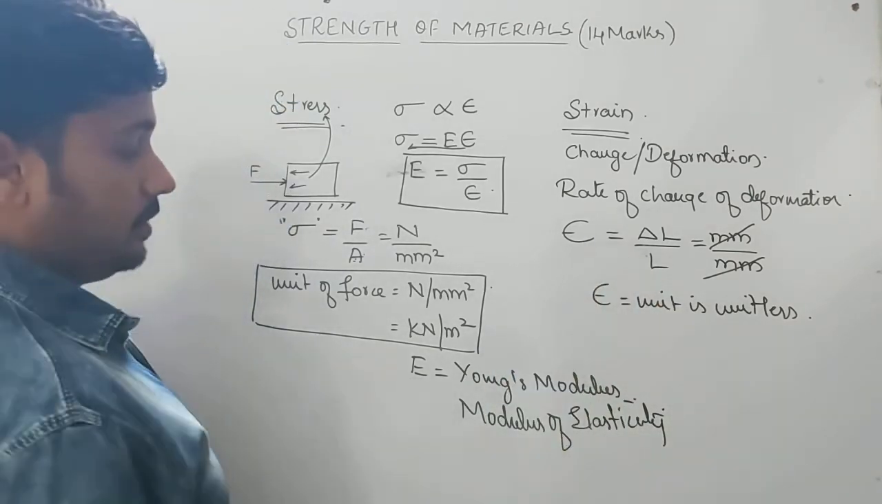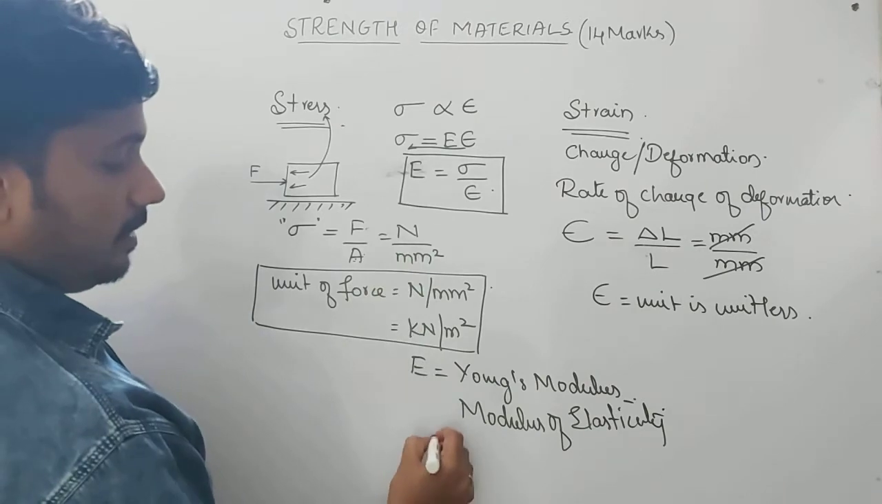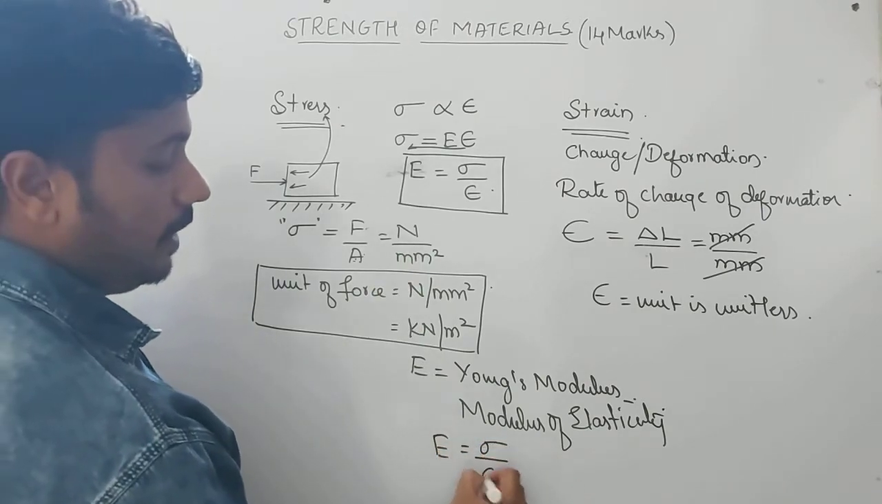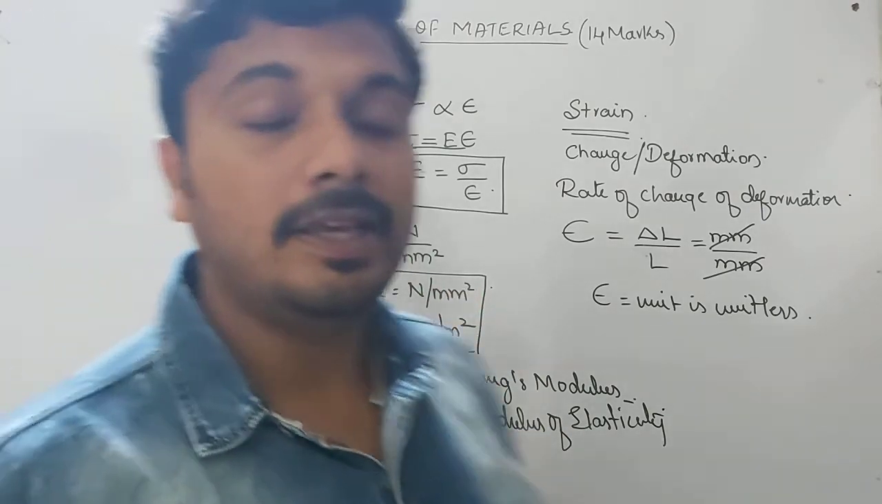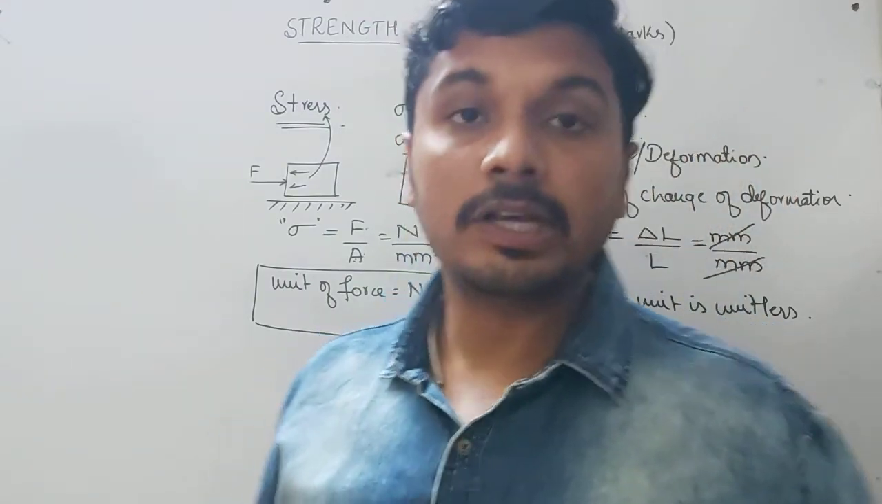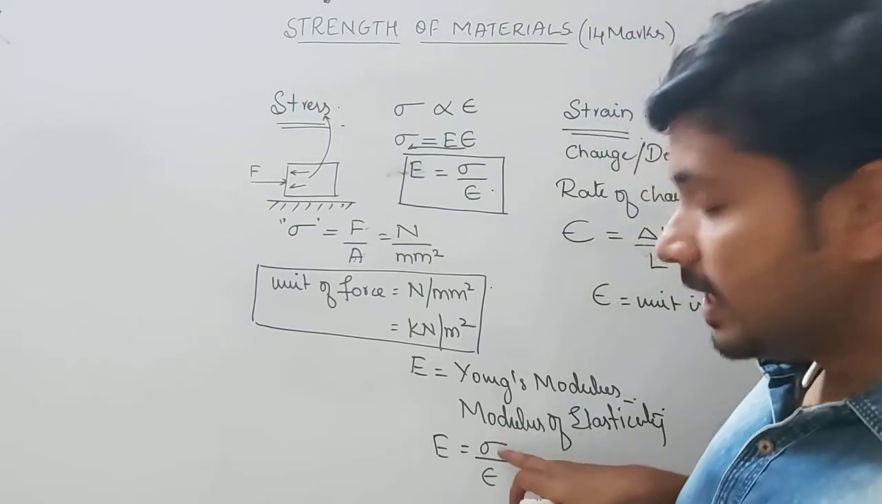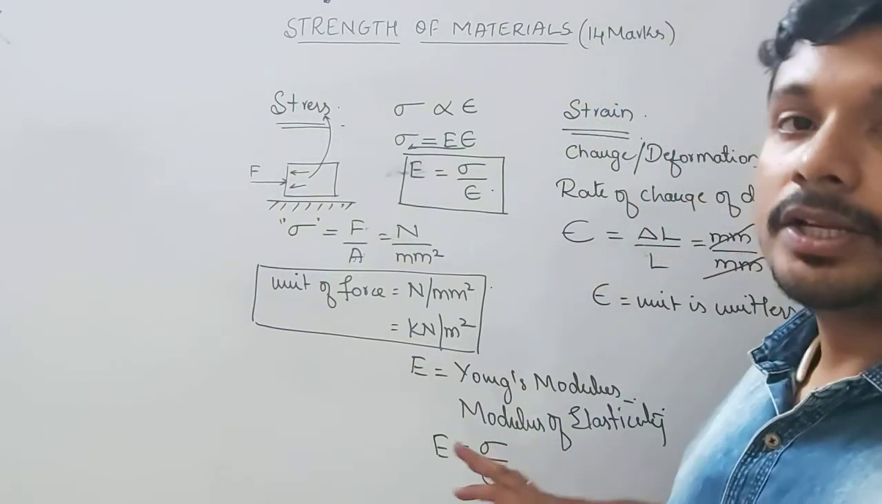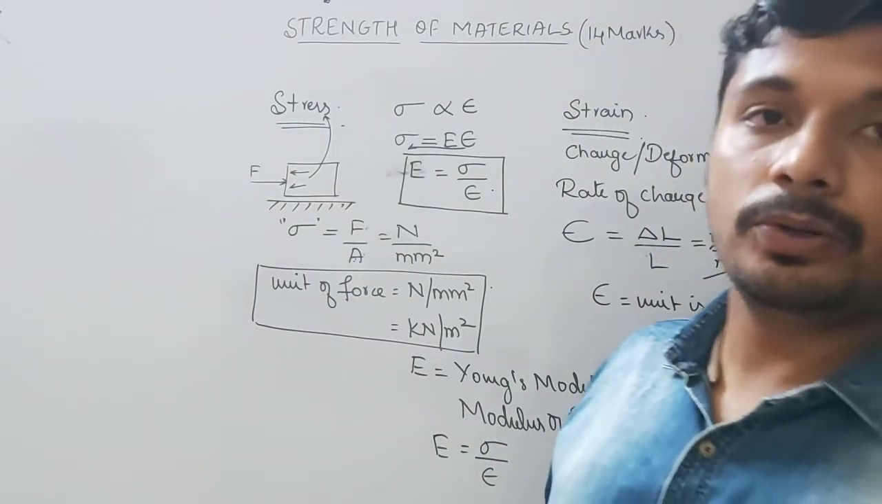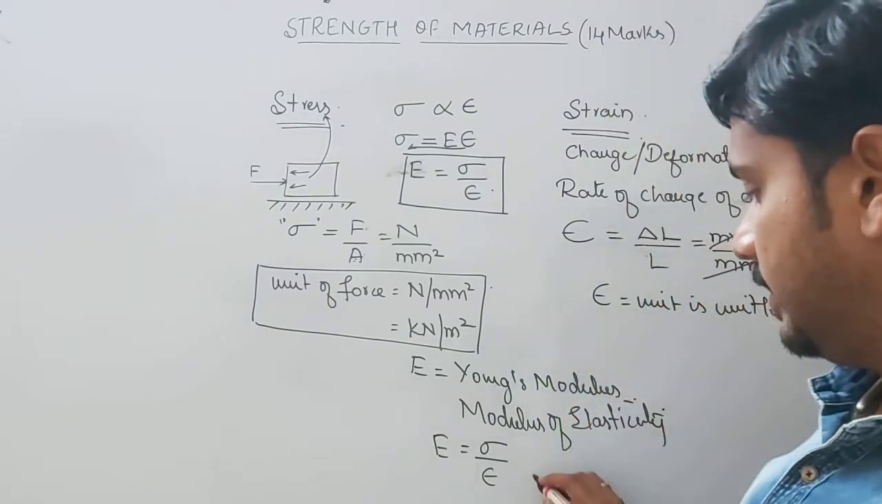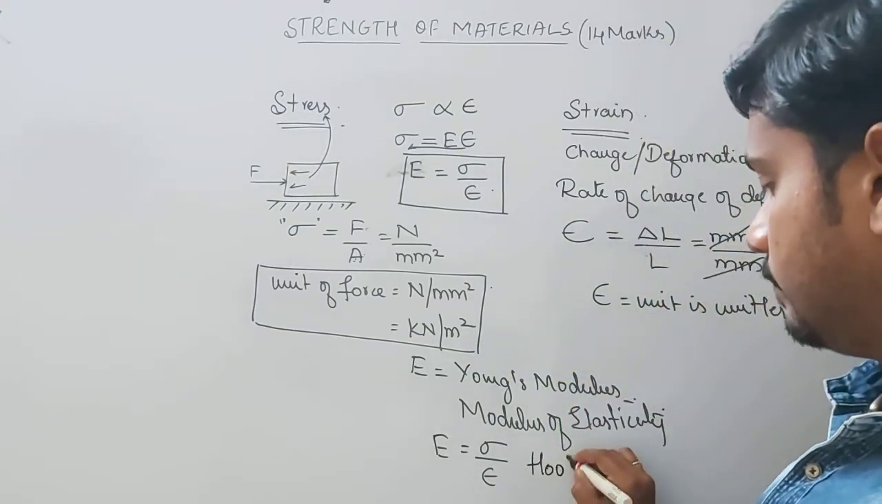Modulus of elasticity. So, E is nothing but stress by strain. So, what is this E? E is nothing but the Young's modulus. So, Young's modulus definition is, it is the ratio of stress divided by the strain. So, who taught us this? There is one person called Hooke.